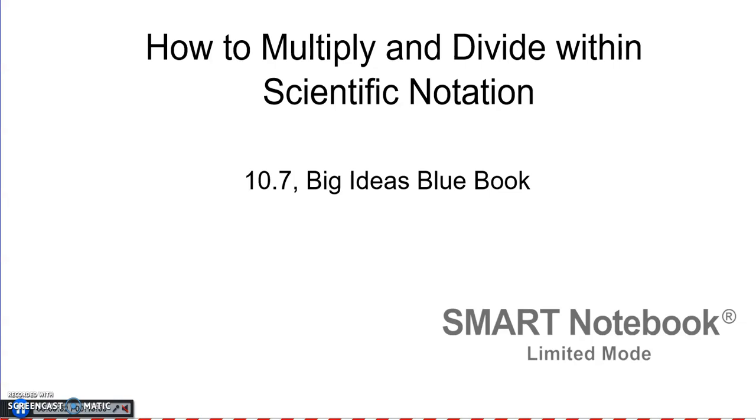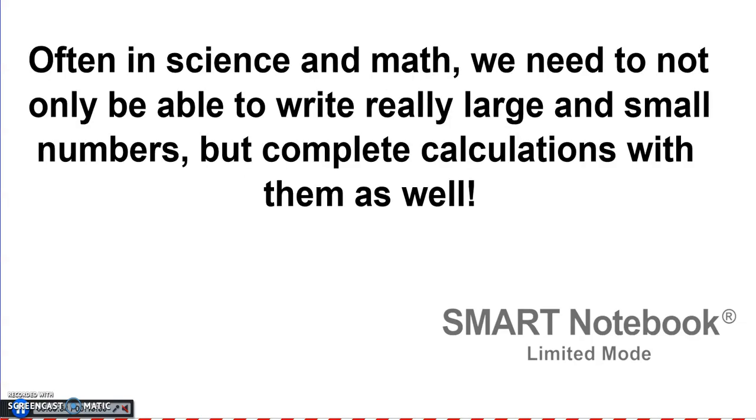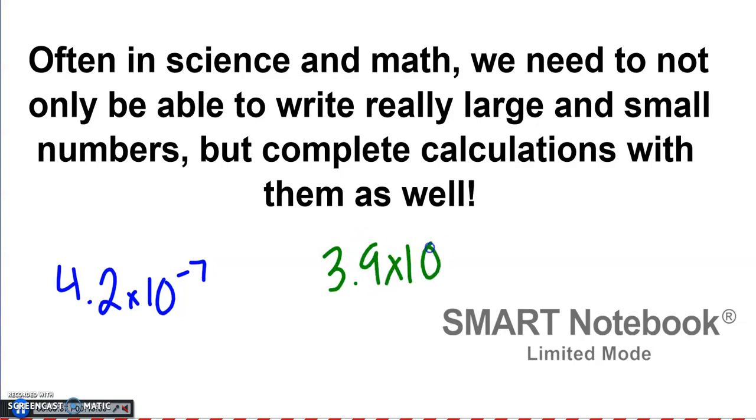But the reason why we use scientific notation is because often in science and math, we need to not only be able to write really large and small numbers, but complete calculations with them as well. We have been seeing numbers being used, for example, like 4.2 times 10 to the negative 7th. That's a really small number. Likewise, if we have 3.9 times 10 to the 12th, that's a really big number. So we use scientific notation to simplify our calculations and make it easier on us in order to operate.